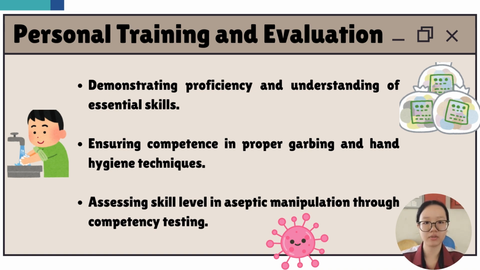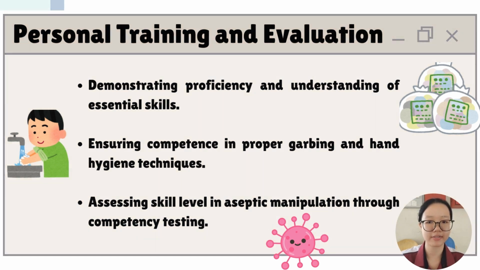One key area is proper garbing and hand hygiene. This is the first line of defense against contamination. Competence in this step is assessed regularly to ensure strict adherence to the protocols. In addition, aseptic manipulation techniques must be assessed through structured competency testing, ensuring each person can perform critical tasks under clean room conditions without compromising the sterility.